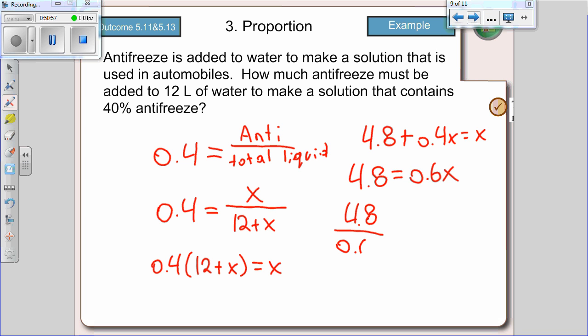So we've added 8 liters of antifreeze. Let's check if our answer makes sense. I had 12 liters of water. I added 8 liters of antifreeze. I now have 20 liters of mixture. 8 divided by 20 is 40%.